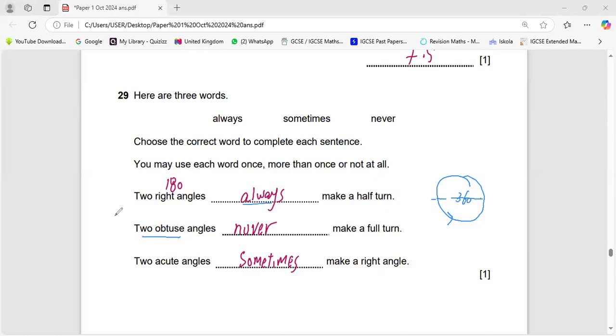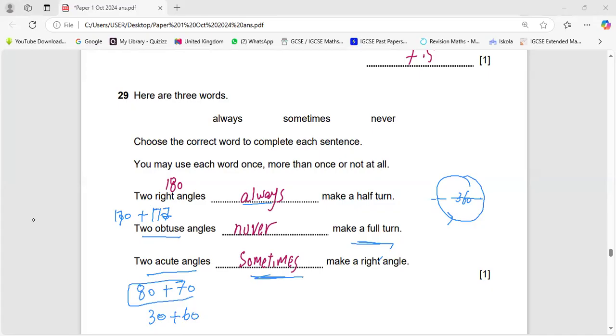If you add them, maybe if I give you 100 and 110, for example, do they make a full turn? Never. Even though the angles are 170 and 177, we can't make a full turn. Never. Two acute angles are less than 90, and 80 plus 70 makes a right angle? Maybe it is not right, but if I ask you for 30 plus 60, sometimes it makes a right angle.